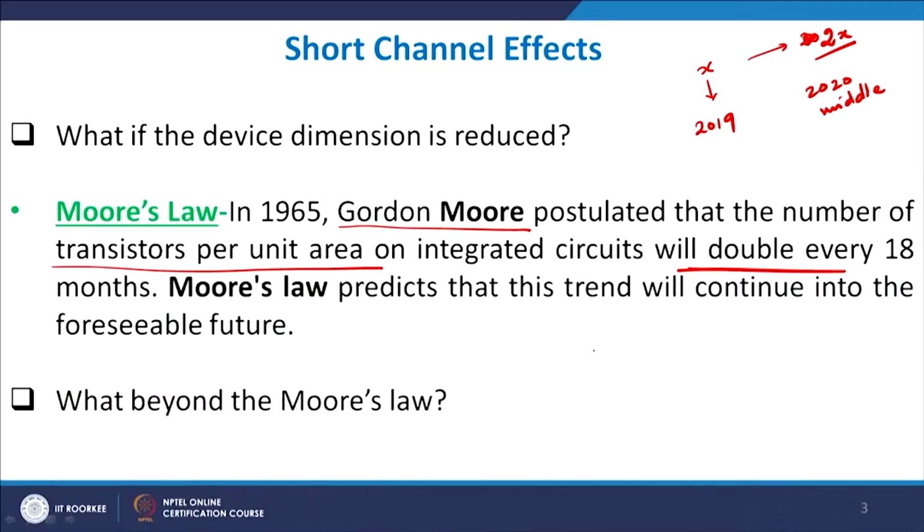So the only option available to you if you want to follow Moore's law is to reduce the dimension of the device, right. So how do you reduce the dimension of the device? For example, in a MOSFET, how do you reduce the dimension of the device? You simply lower the channel length.